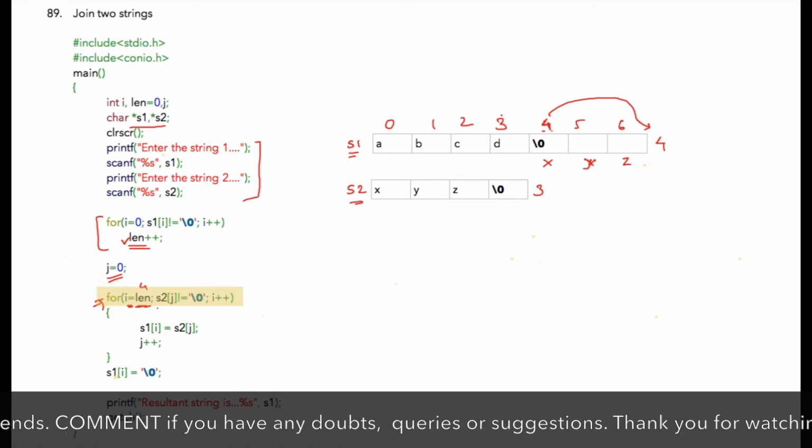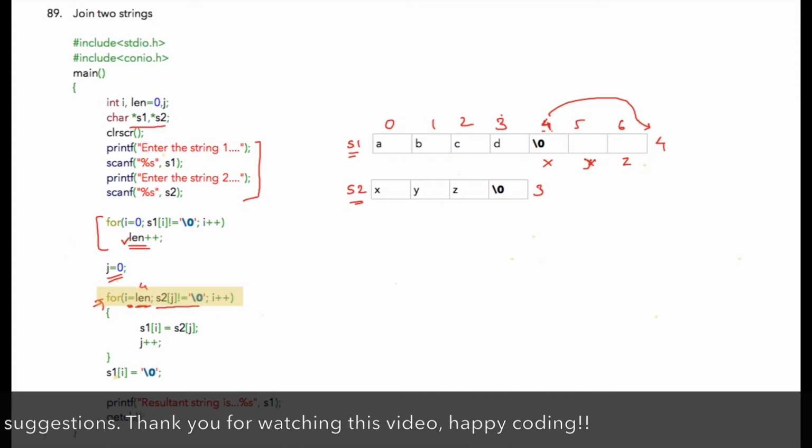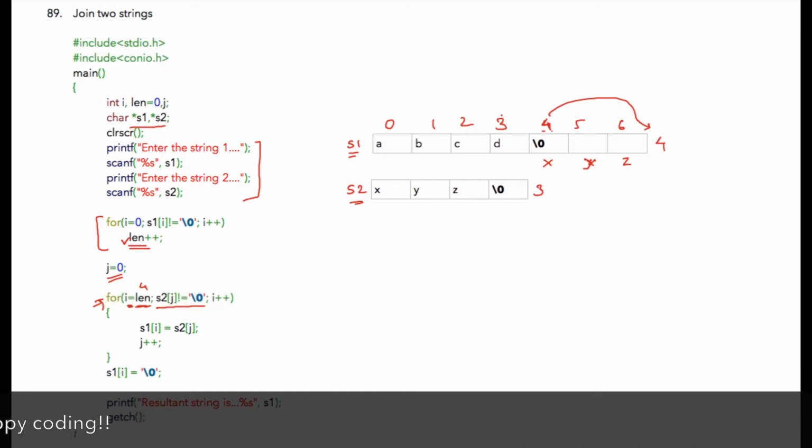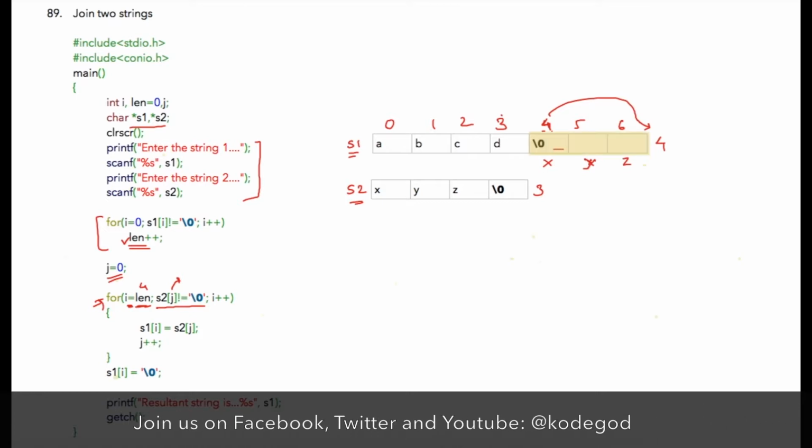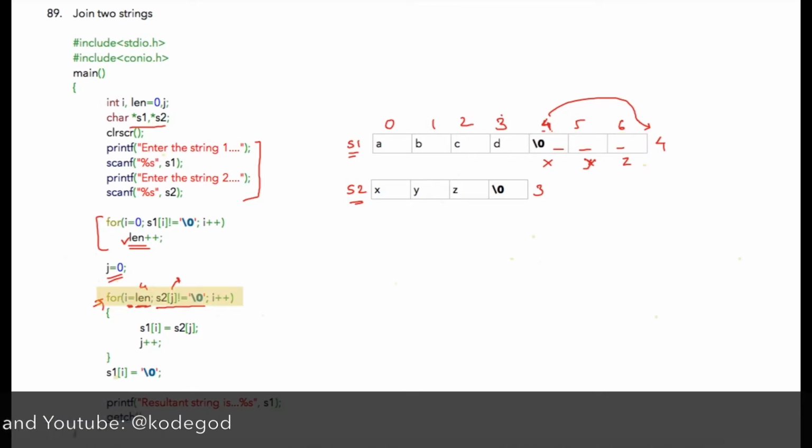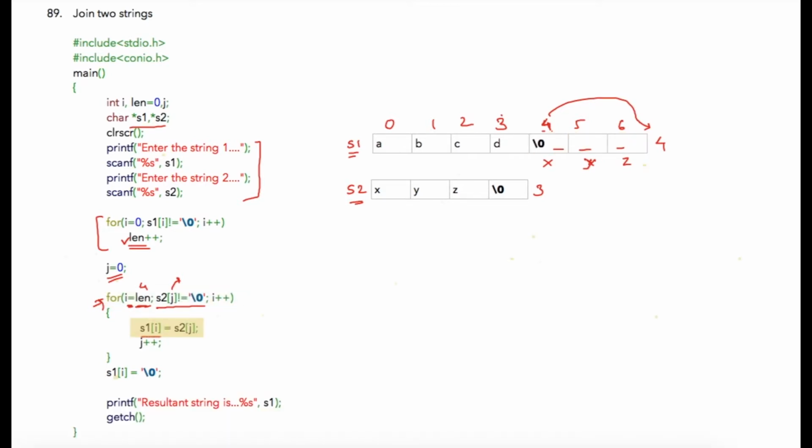We are going to loop till S2 of J does not reach \0. So for each character which is available in S2, we can start writing at these locations. Inside this for loop, I am writing S1 of I is equal to S2 of J. Notice that I was started from len and J is started from 0 over here. On each iteration, we are going to increment J++, and once these two statements are executed, I is also going to get incremented.